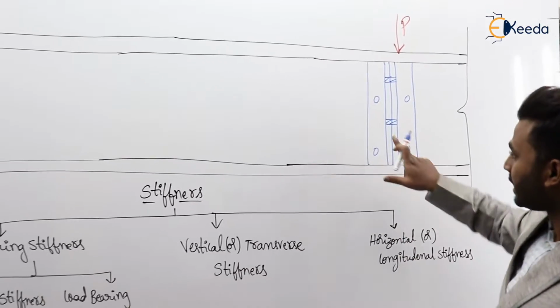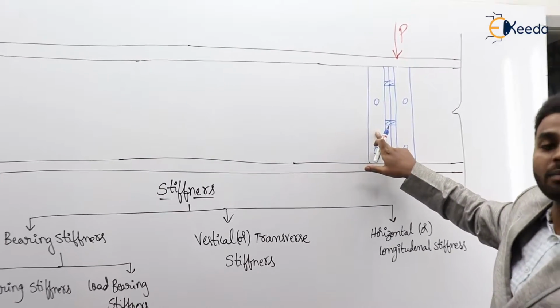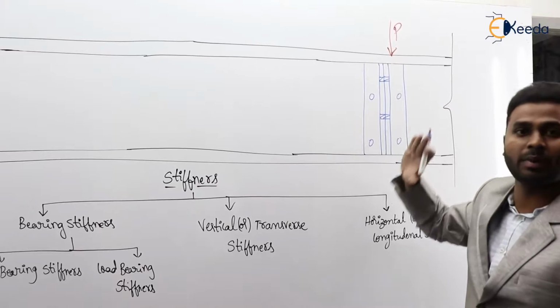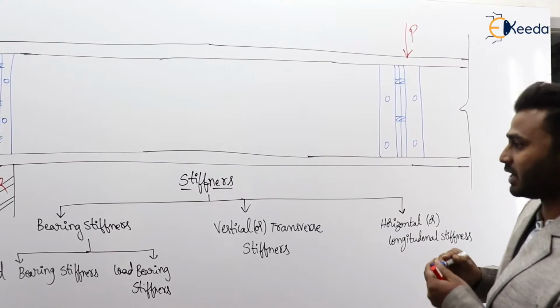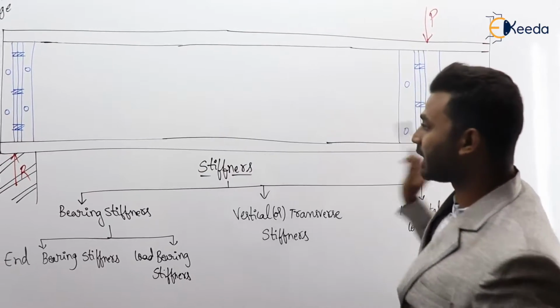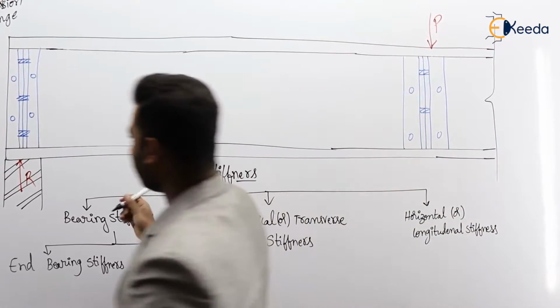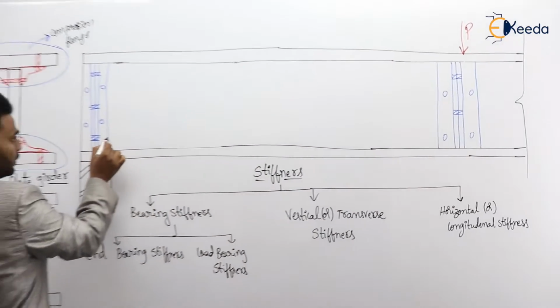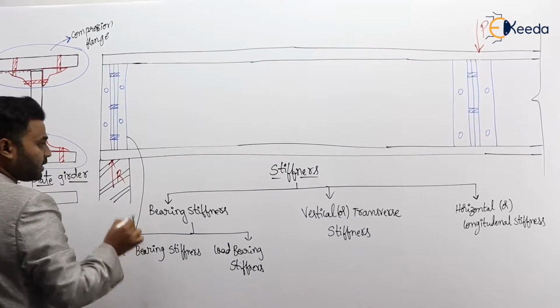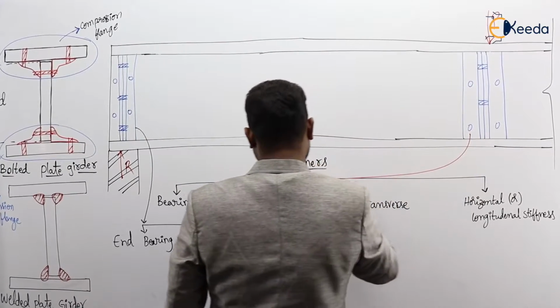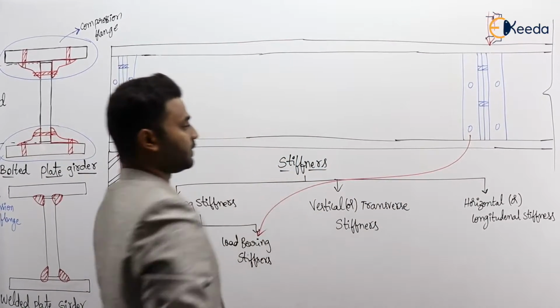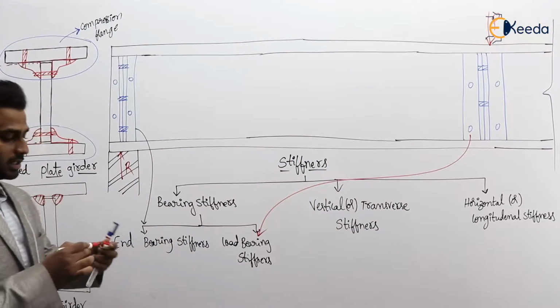But as I said, the same type of two angles are provided on the other side of the web also, which cannot be seen in this view. So these are called load bearing stiffeners. So this is load bearing and this is end bearing stiffener. Clear? So this is end bearing stiffener. And this is load bearing stiffener. Agree, that is load bearing stiffener.